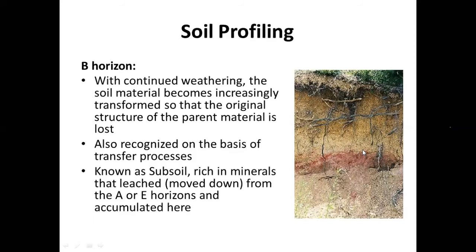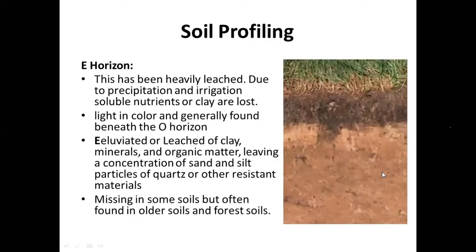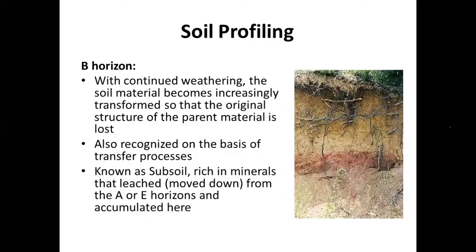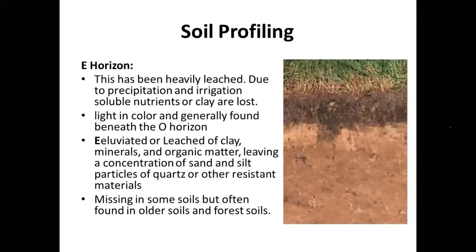So if we go to the next horizon, which is the E horizon, this has been heavily leached. The previous horizon is also leached down, but the E horizon is actually heavily leached due to the precipitation and irrigation process. So precipitation can be a factor, or irrigation can be a factor for the leaching out of soluble nutrients or clay, because soluble nutrients move with the water, they are a very tiny portion, and the clay, this we also know.